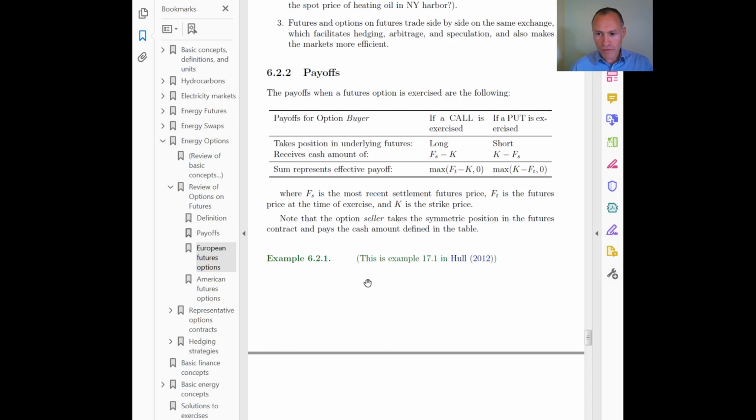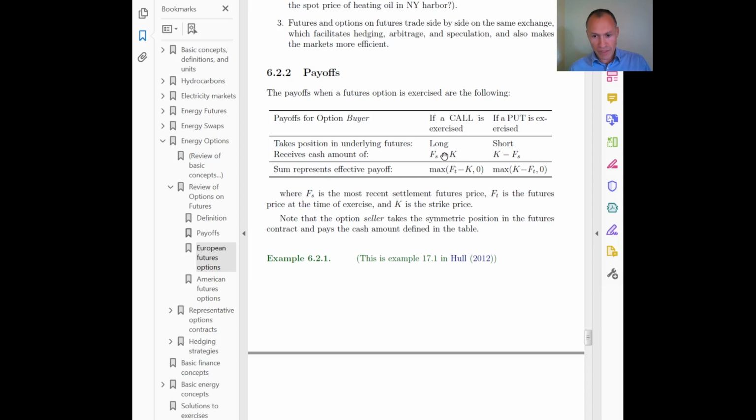What are the payoffs when we exercise an option on a futures? We have here the two possible versions of the option, a call or a put. Let's look at the call. If a call is exercised, what are the payoffs for the option buyer, for the long call? Well, it takes a long position in the underlying futures.